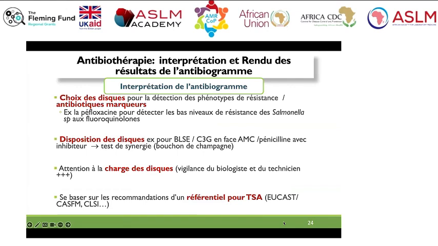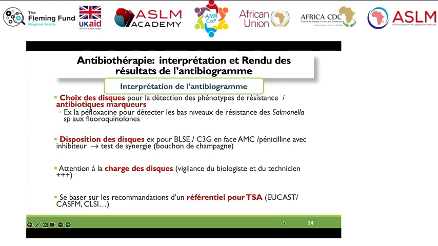Regarding antibiotic therapy, how can we interpret this and how can it influence the prescription of the antibiotic to a patient? For example, the choice of discs for the resistance phenotype. We have the discs which are the markers. This enables us to interpret the susceptibility for Salmonella, for example, and we also have the disposition of the discs. If you want to look for beta-lactamase resistance, for example, you need to arrange your discs in a certain manner to look for a particular phenotype.